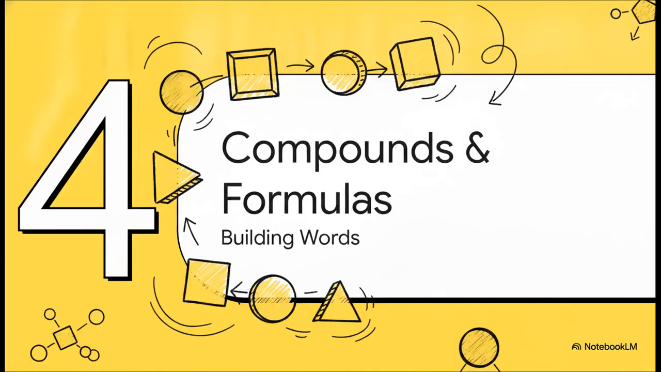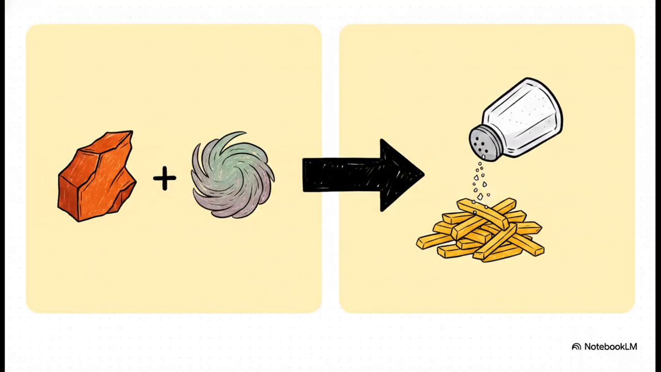Part 4. Compounds and chemical formulas, building words from letters. While some elements are perfectly happy flying solo, a lot of them love to link up with other elements to form compounds. And this brings us to a massively important concept. When different elements chemically bond to form a compound, they totally lose their original properties and take on brand new ones. Let me give you a wild example.